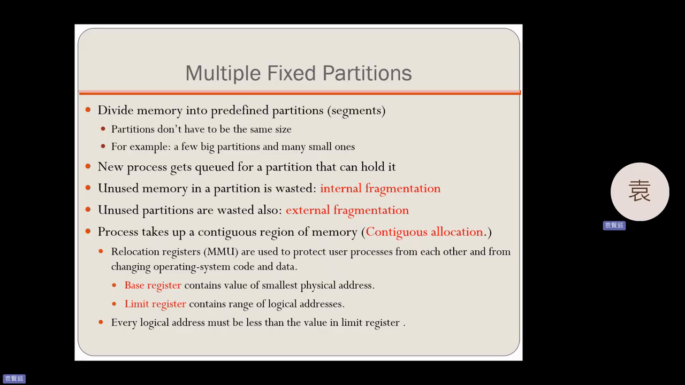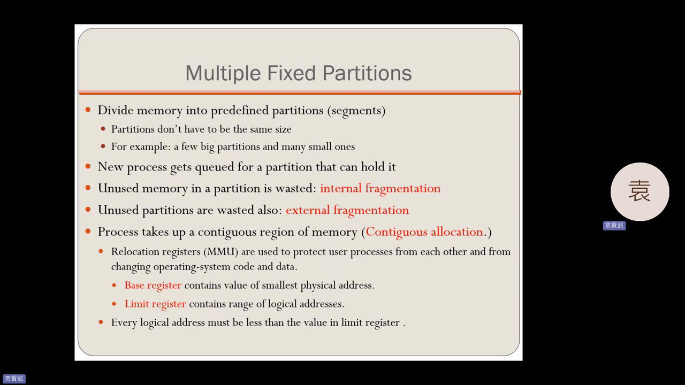And if a partition is there but it's not big enough for all the waiting processes, for all processes which are ready, then this memory is wasted. So an unused partition is wasted because it's too small for the waiting processes. This kind of memory waste we call external fragmentation.